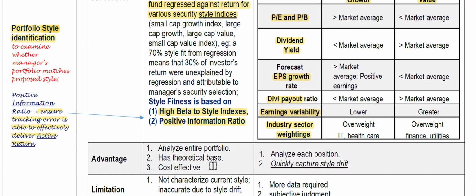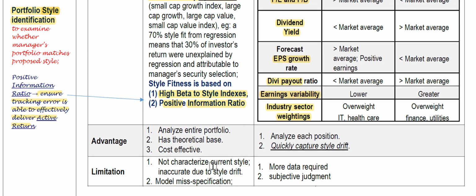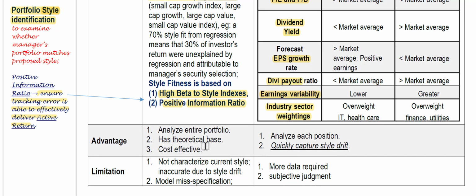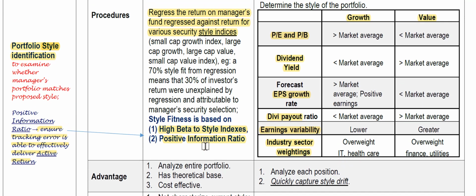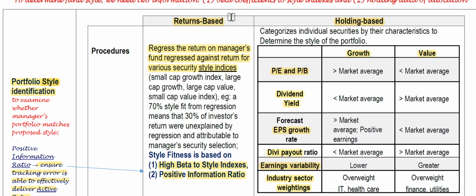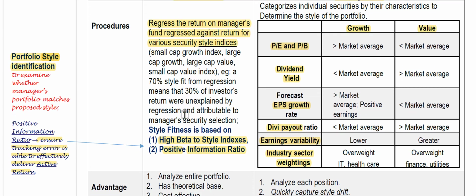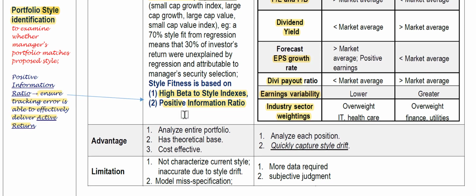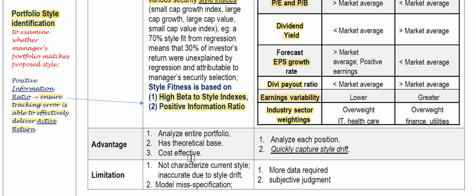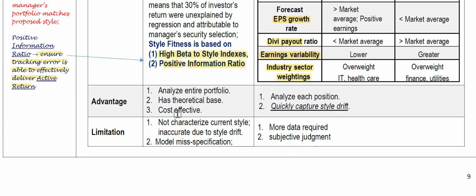Now, here it's important. Let's discuss the advantages and disadvantages of using that. The first one, remember, is called the return-based approach. This is the holding-based approach. If we use the regression approach, which is return-based, then the advantage is that because we run regression for all securities, we analyze the entire portfolio. That's one advantage.